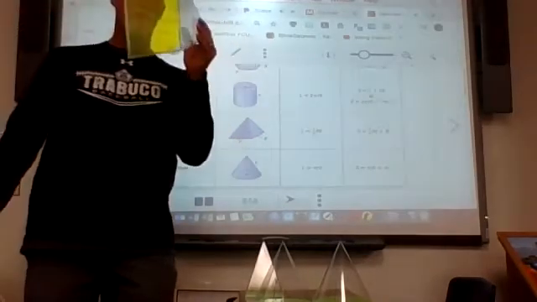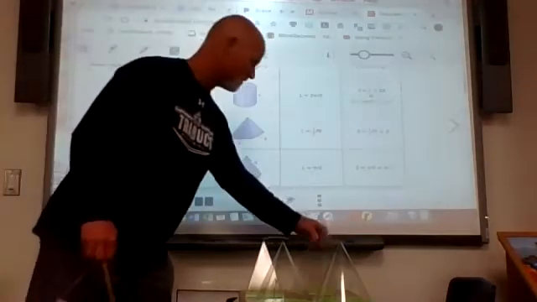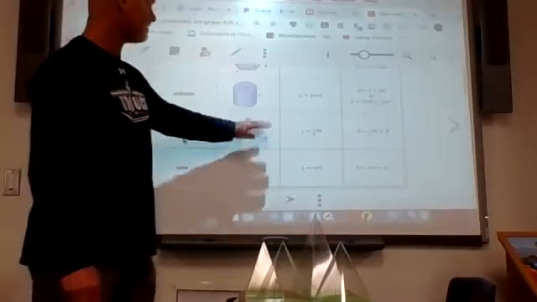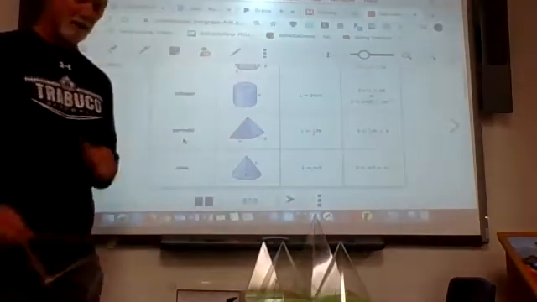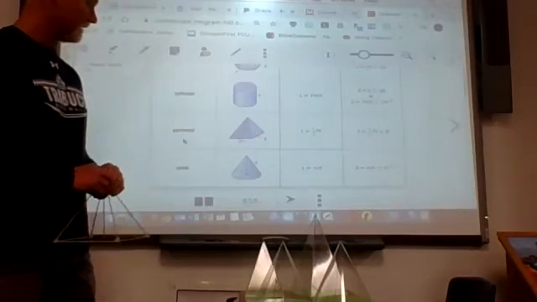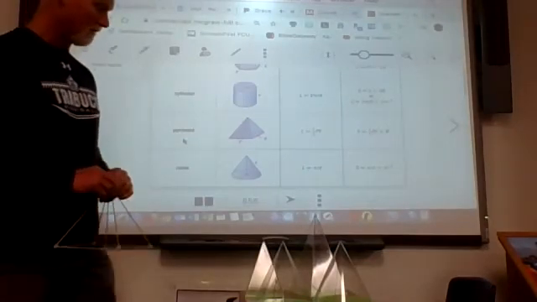So you'd have to do this in parts. You could not use the formula. These formulas are only for regular pyramids. And so be careful about that.